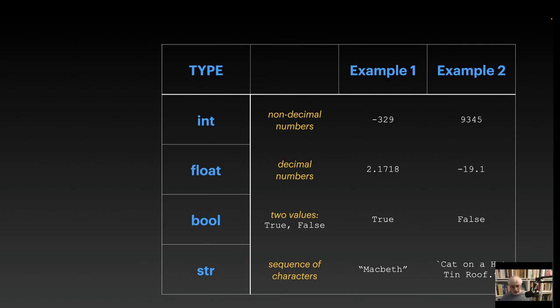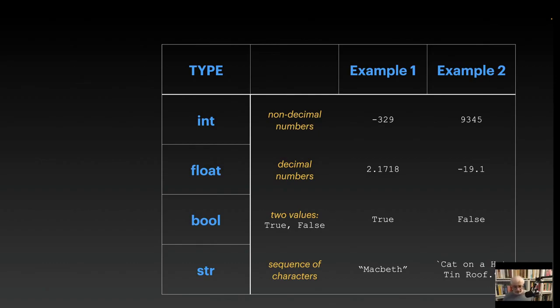And then finally we have string, which is at the ground floor a character object, and examples of that are any sort of sequence of characters like Macbeth or cat on a hot tin roof. You can represent a string with quotes, either double quotes or single quotes. As long as you're consistent, if you begin a string with double quotes, you have to end with double quotes. If you begin it with a single quote, you have to end it with a single quote.